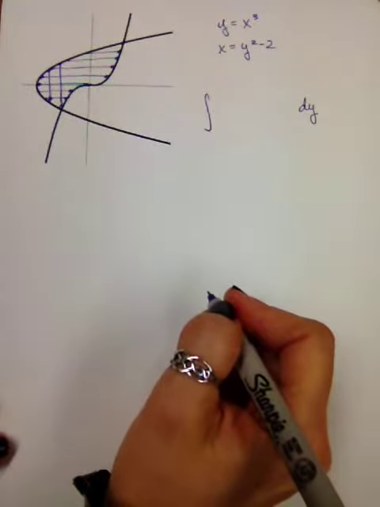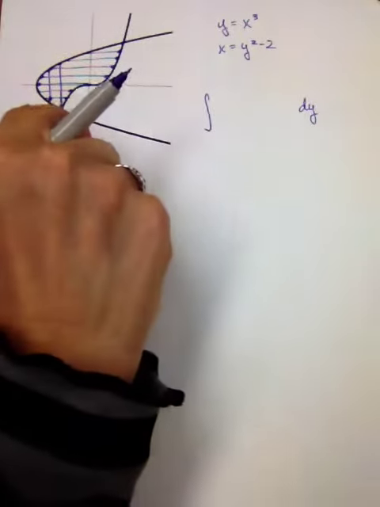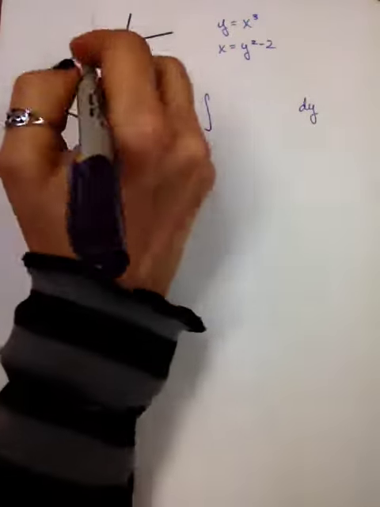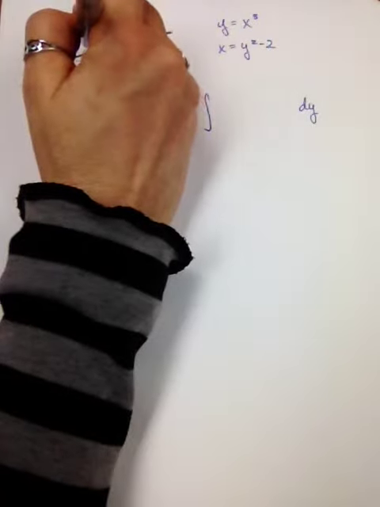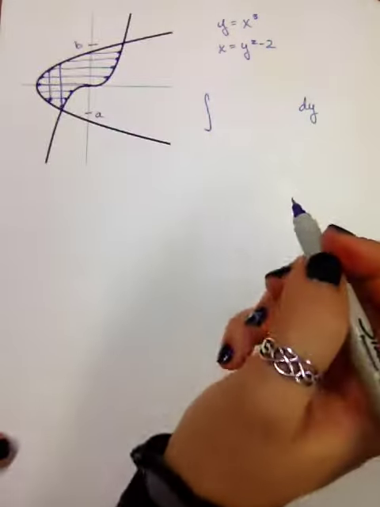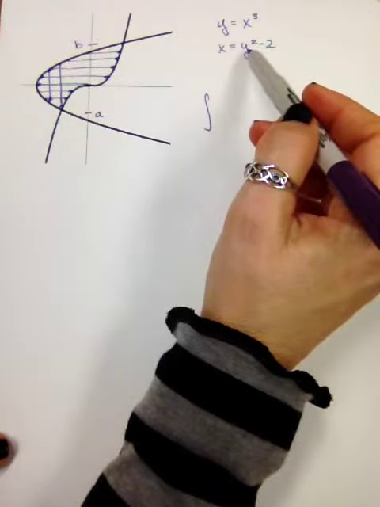So if I do this as a dy problem, you have to actually know your limits of integration, and they are y values from here to here. So for this problem, I'm going to call this A and this B. Now, how you would find those, which I'm not focusing on right now, would be to set these equal to each other, but I need y values.